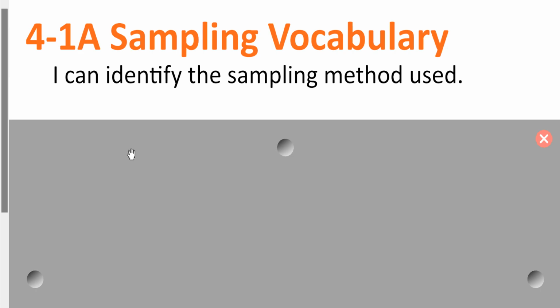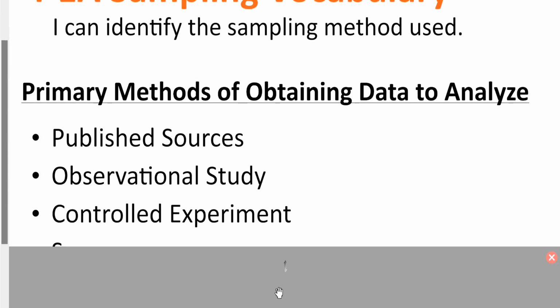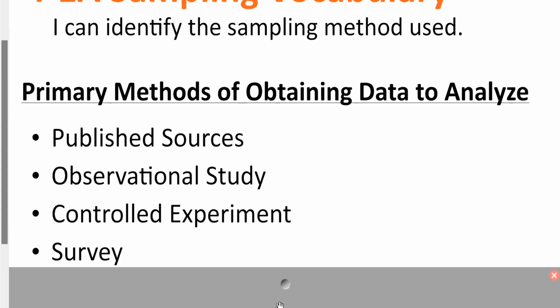Can you identify a sampling method that's being used? That's kind of our main goal today. So ultimately, there are four primary methods of obtaining data: published sources, observational studies, we'll get more into that, controlled experiments, and surveys. We're going to start talking about surveys today.